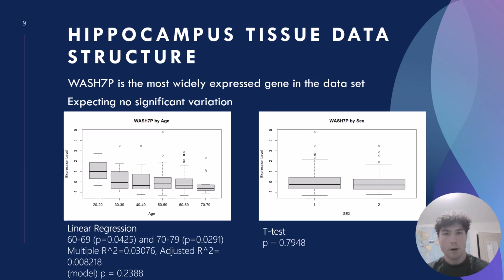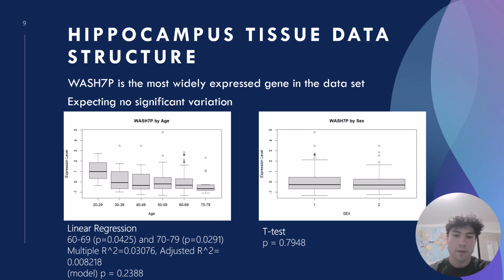So moving on into our second data set, our hippocampus tissue, I wanted to get another idea of roughly the structure of this data. So I took the most highly expressed gene from the previous data set, which is going to be our WASH7P, and I wanted to see how it's expressed by age group and then how it's expressed by sex. I'm not really expecting too much variation by either of these factors, just because it is so widely expressed in all tissues. And so starting off with WASH7P by age, you see this box plot.